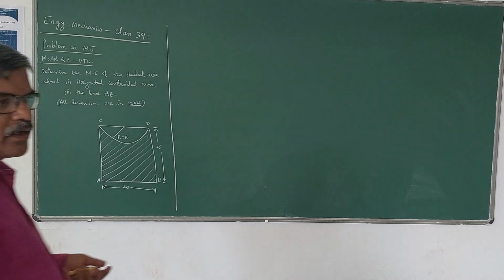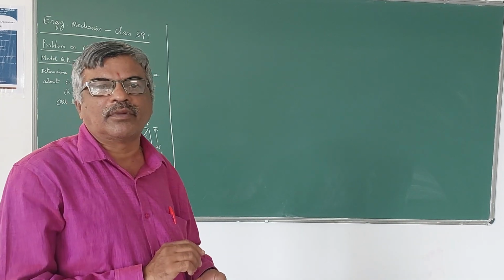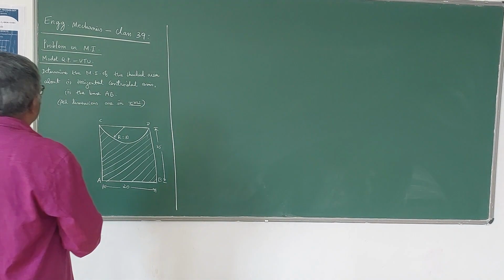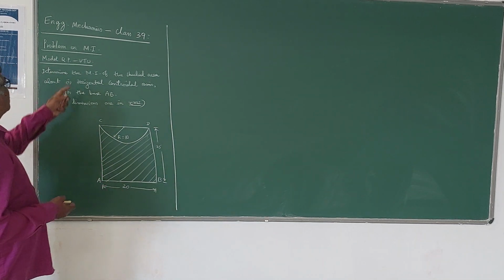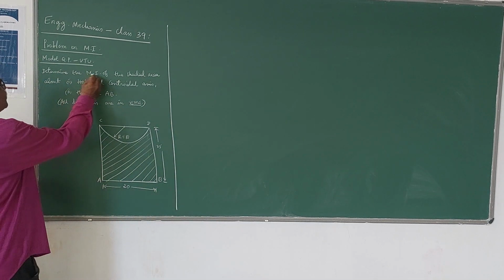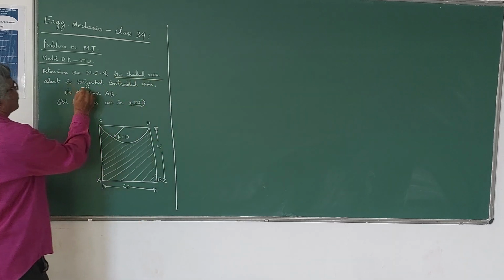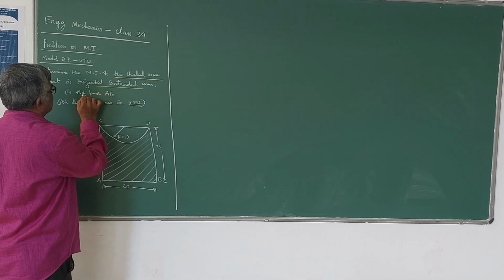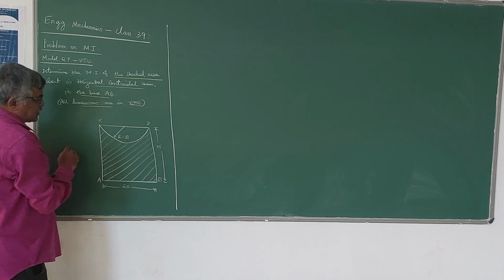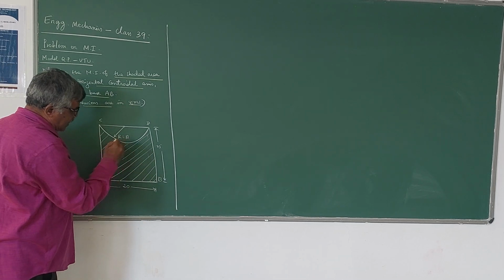In this class, I will explain another problem on computing the moment of inertia of a composite section. So it's a VTU model question problem. Determine the moment of inertia of the shaded area about the horizontal central axis as well as about the base AB. All the dimensions are in centimeters. So this is the diagram given.